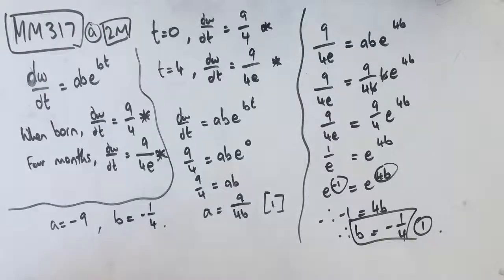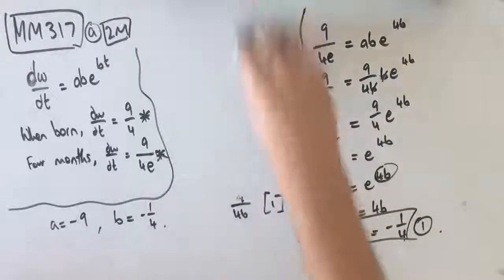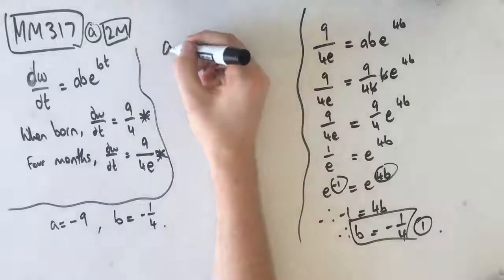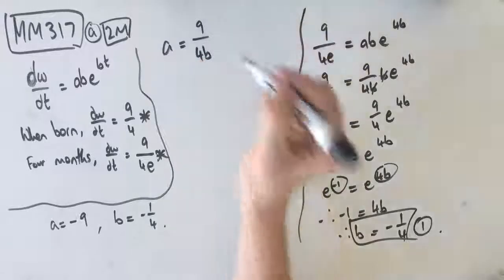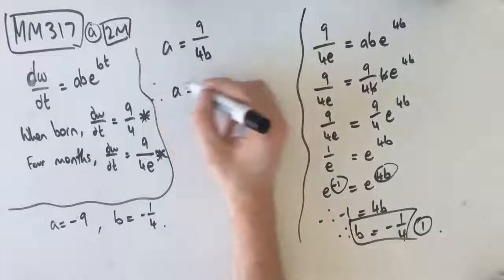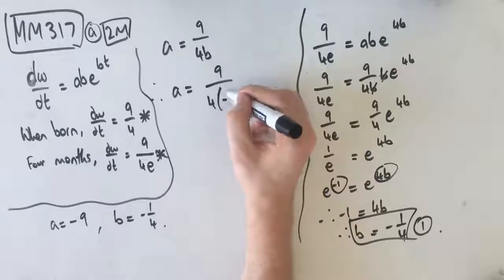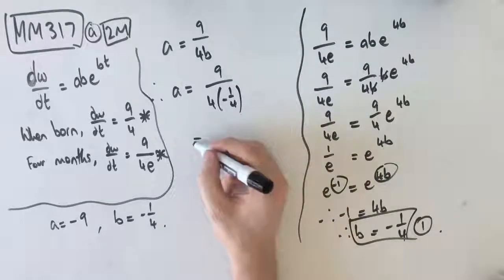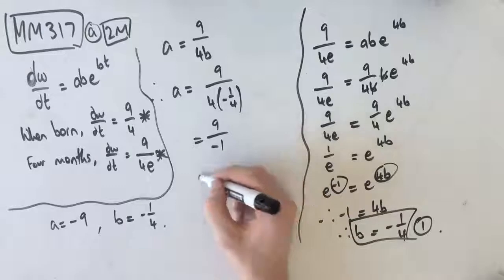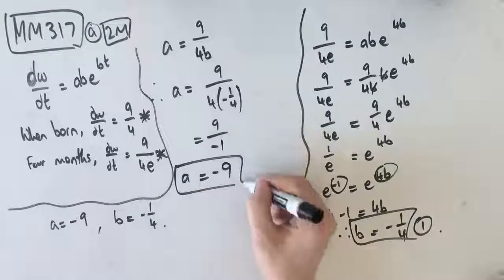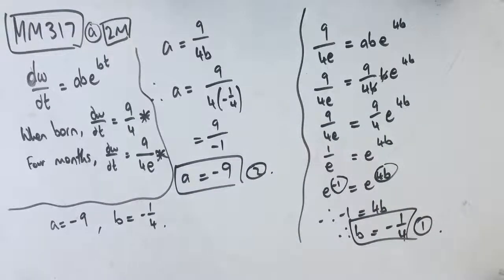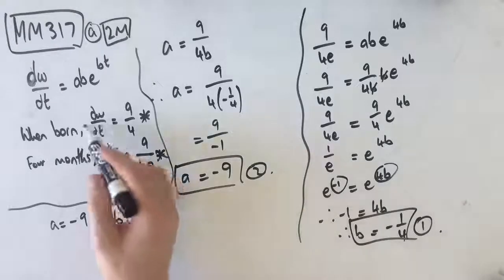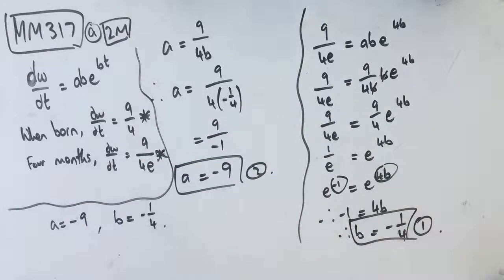Awesome. Now we need to find a. We know that a is equal to 9/4b. We know our b value, so we can say therefore a is equal to 9/4 times -1/4, which is -9/1, which is -9. Second mark. So that's part A done. If you have any questions about the simultaneous equation stuff, or even just this rates stuff, chuck them in the comments below. But otherwise, let's move on to part B.